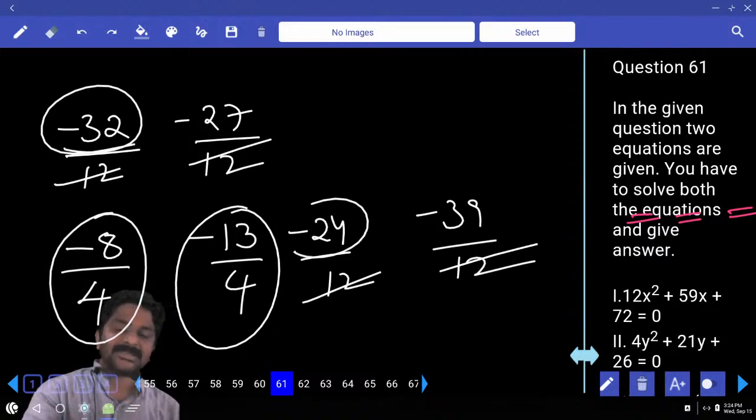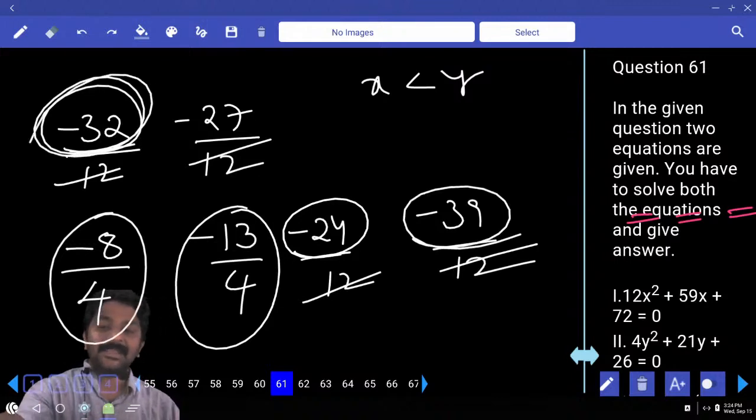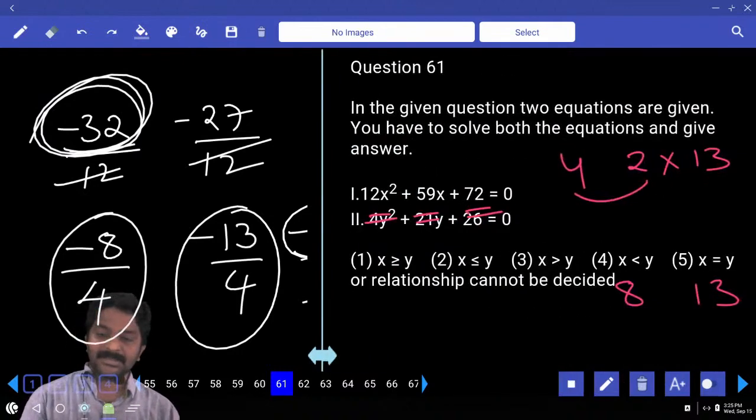Minus 32, minus 24: X less than y. Is that clear? Minus 32, minus 39: X is greater than y. Whenever you get both less than and greater than conditions, the relation cannot be established. Final answer. Over. Next.